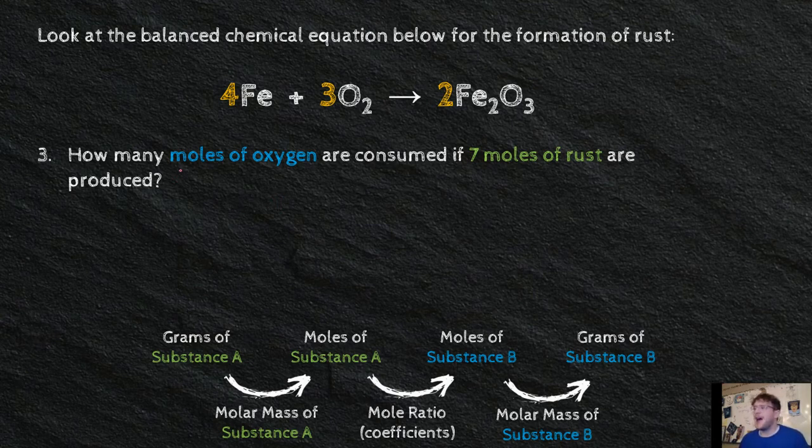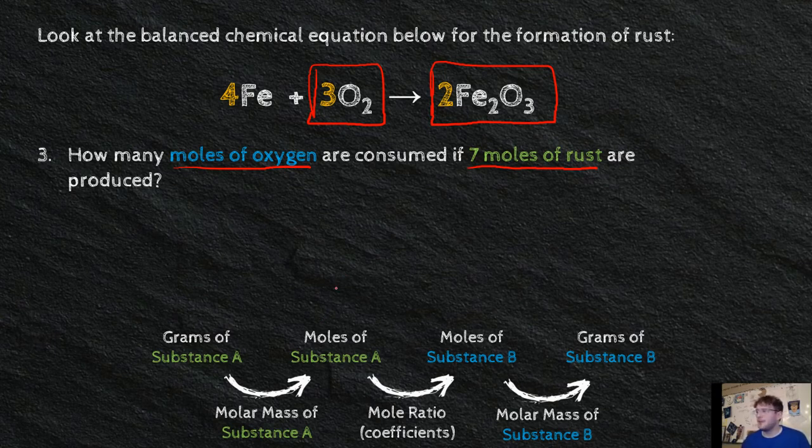So what are we asked to find? How many moles of oxygen are consumed if 7 moles of rust are produced? So we're looking at this guy right here and oxygen, which is right here. Okay. So 7 moles of rust, it's a 2 right there. So that's not really a clean conversion I can do. All right, so let's use this flow chart. What are we trying to convert? We're trying to convert 7 moles of rust to moles of oxygen, because it says how many moles of oxygen. That's what we're trying to find, and we're trying to convert 7 moles of rust to that.